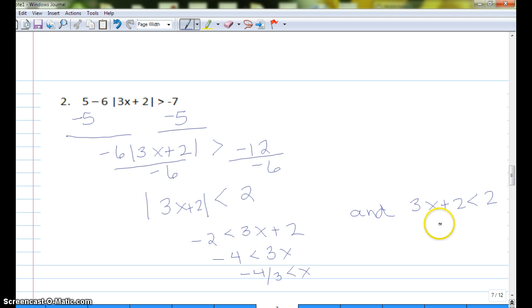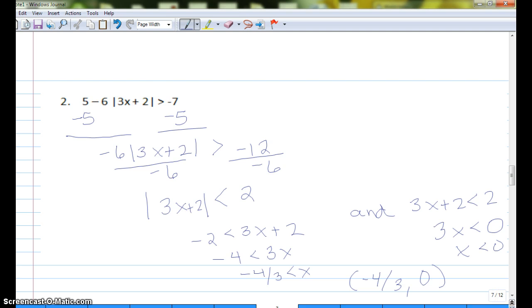Over here we'd subtract 2 from both sides, so we'd have 3x is less than 0. Divide both sides by 3, and we get x is less than 0. So we want x to be bigger than negative 4/3, but less than 0. So we're going to go negative 4/3 up to 0. And here we use the parentheses because these are just less than signs.